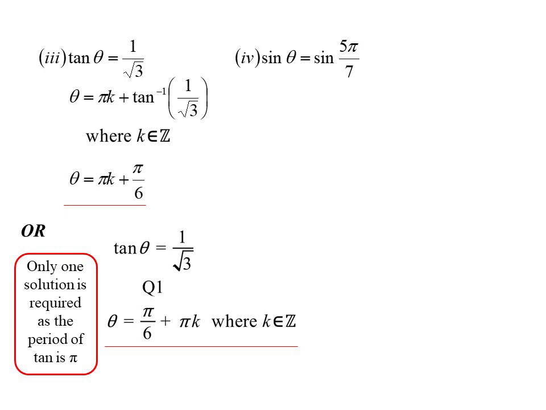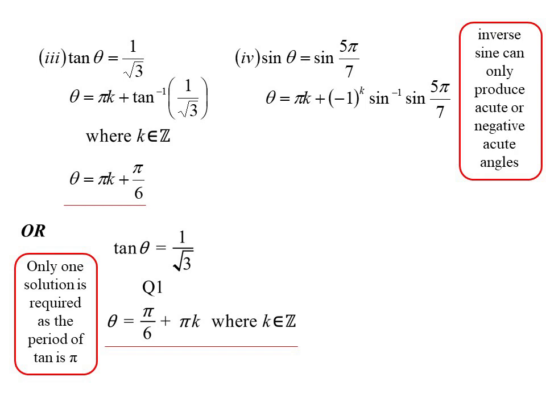So sine theta is the sine of 5 pi on 7. We can still do it. There it is in the formal solution. You get pi k plus minus 1 to the power k, inverse sine of the sine of 5 pi on 7. Well, the inverse sine of the sine, remember, we can only get angles that are acute or negative acute angles when we're talking about inverse sine. So we can't get the answer 5 pi on 7. 5 pi on 7 is in the second quadrant, so it would be positive. So it's a positive acute angle. The acute angle is 2 pi on 7. That would be the solution to that.